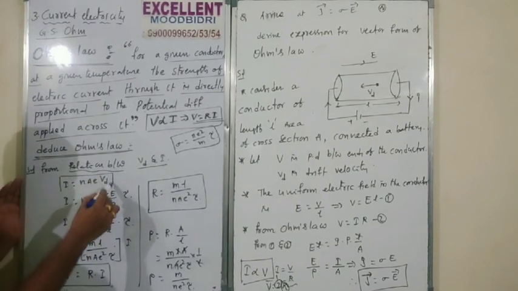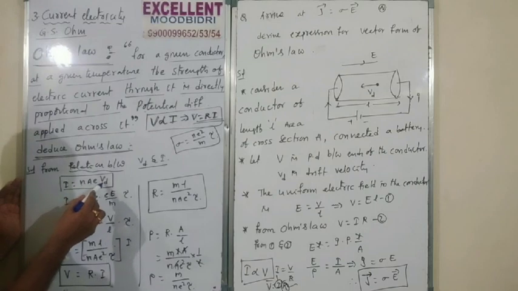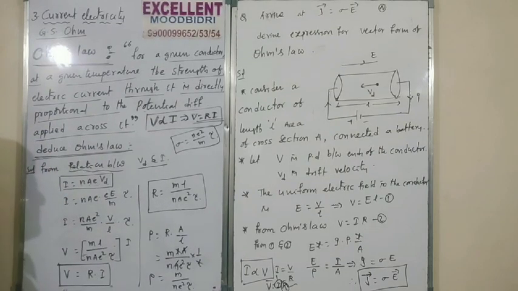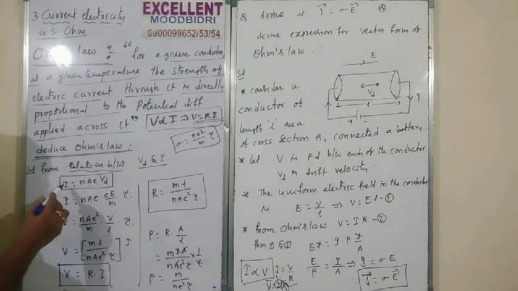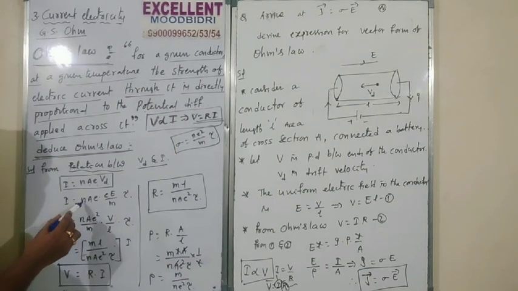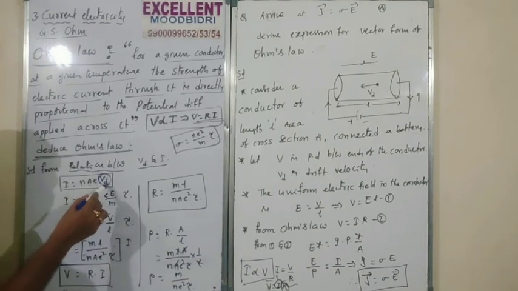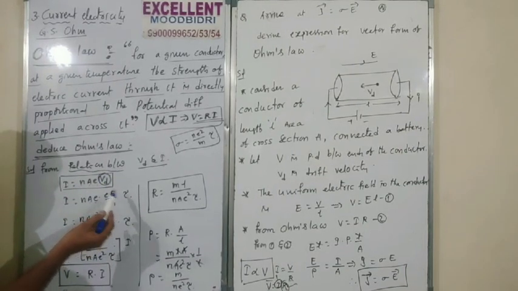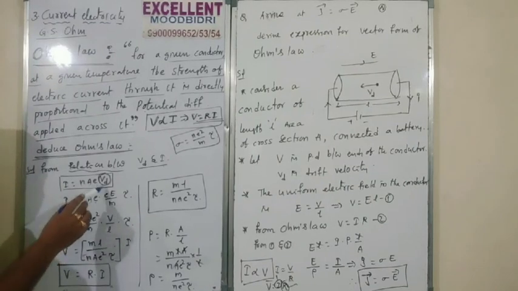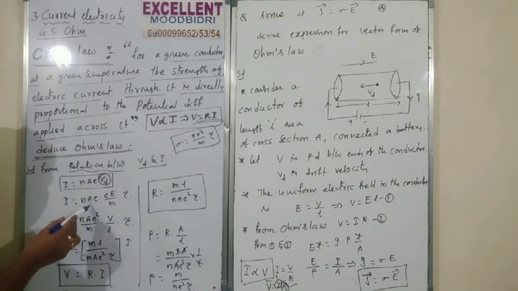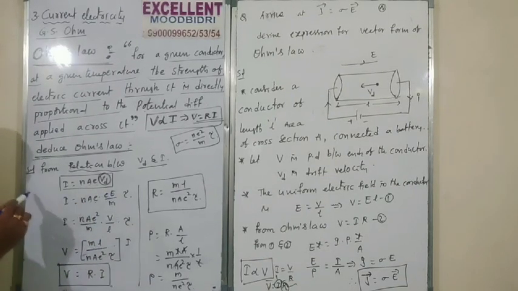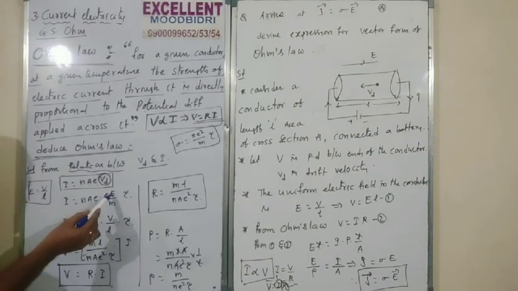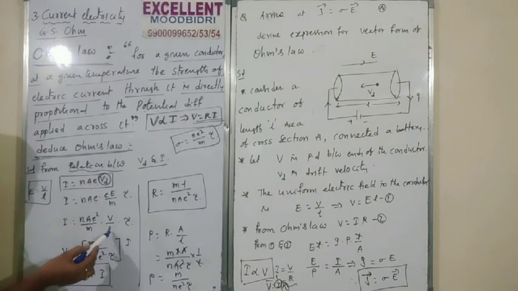What is the relation? I is equal to nAeVd, that is the drift velocity. So I is equal to nAe times the drift velocity formula, which is eE by m into tau, magnitude only. So e into e is e square, nA by m, and E, the general formula, is V by L. So I will write V by L instead of E.